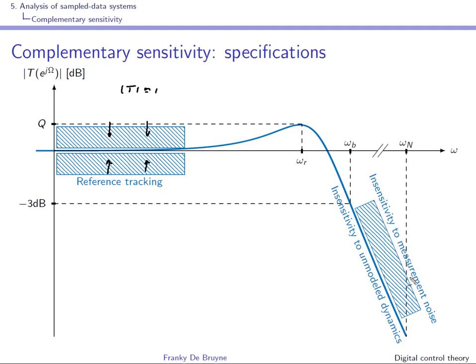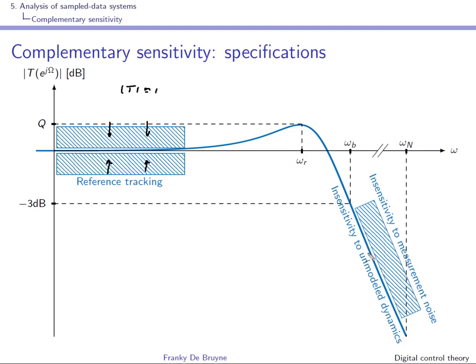Above the bandwidth frequency, we have to ensure a sufficient roll-off of T so that we are insensitive to measurement noise. Remember that measurement noise has a high frequency content, generally above the bandwidth frequency, and that the transfer function from measurement noise to output is also related to the complementary sensitivity function. So if we do not want to amplify the noise, but we want to mitigate its effects, we have to ensure that the modulus of T is as small as possible above the bandwidth frequency.